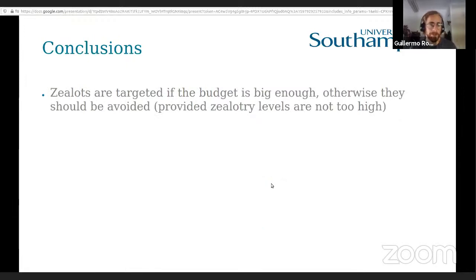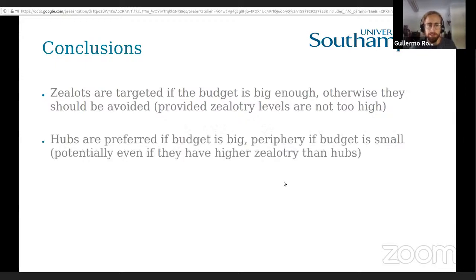So to conclude, we have found a few interesting behaviors when it comes to influence maximization with Zealots. We first have seen that budget is relevant, or rather the combination of budget and level of Zealotry. So if you have a high budget or the level of Zealotry is low, then you target Zealots directly instead of normal agents. However, if the budget is low or the Zealotry levels are high, you go for normal agents.